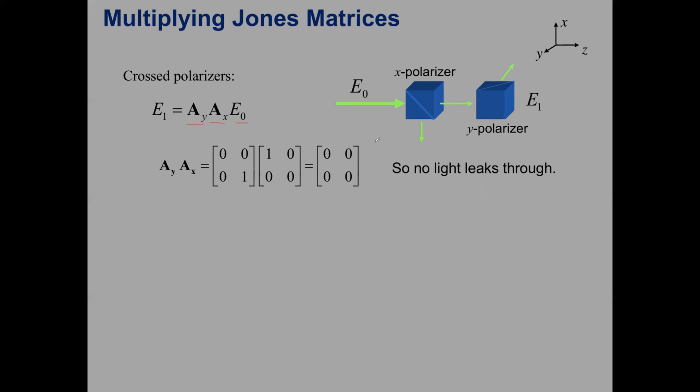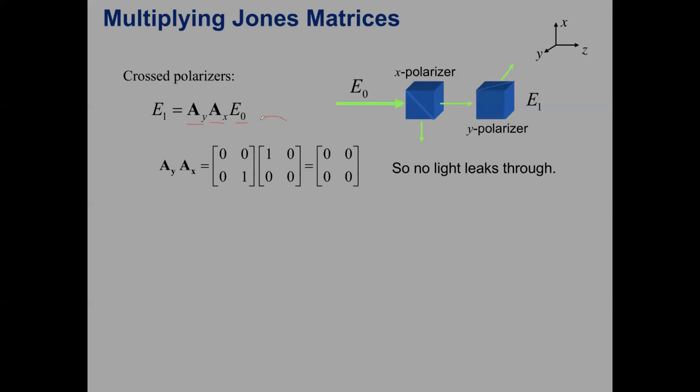So no matter what initial polarization you start with, you're going to get 0 out on the other side. So these matrices model the effect of our cross polarizers working really well. And indeed, we could think of that experiment that we did where we put the third polarizer in between the two cross polarizers and it started letting light through.